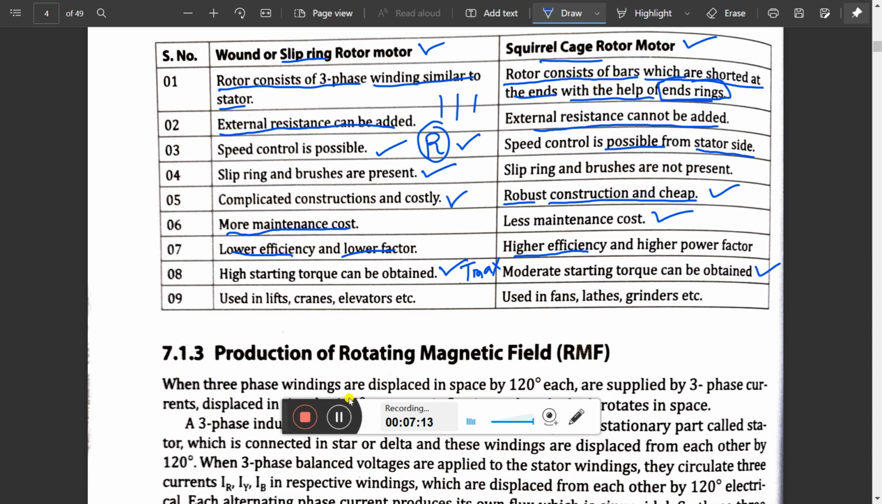Usually these are used for lifts, cranes, and elevators, where we require high starting torque. Here we will use fans, lathes, and grinders, etc. Try to observe these examples. The slip ring motors are used for lifts, cranes, elevators, where we require high starting torque. Here we don't require any high starting torque. We can simply go with fans, lathes, and grinders.